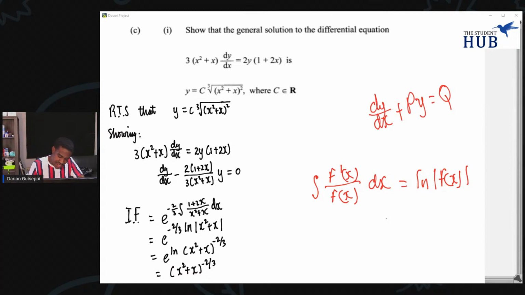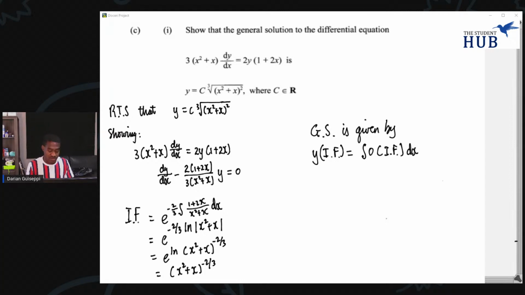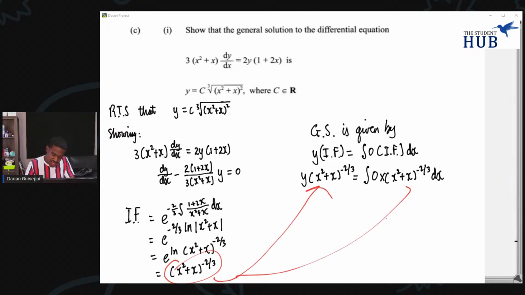And as the integrating factor, the last thing to do now is find the general solution, because once you have your integrating factor, you can find the general solution pretty straightforwardly. So your general solution is given by this here: y times the integrating factor is equal to the integral of your q. Remember, we said this was q. Q times the integrating factor. So we just replace what is the integrating factor. We know the integrating factor was what we found here, so that's where we place it here and here.